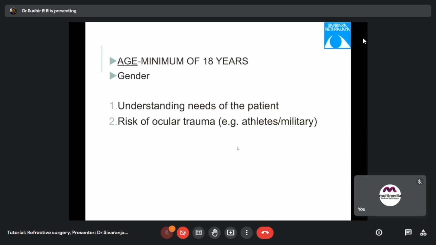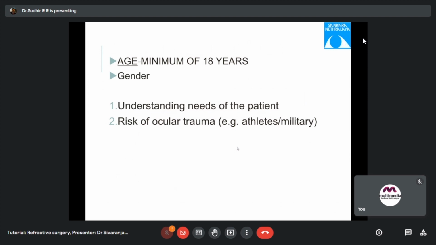Here, the age of the patient should be a minimum of 18 years. Gender too. Let's start with why the age should be a minimum. Scientifically, why a minimum of 18 years? Beyond that, the eye stops growing, so the change in refractive power will not continue. You need to look at myopia progression. When does myopia progression stop? Usually at the adolescent age, it is around 18 years.